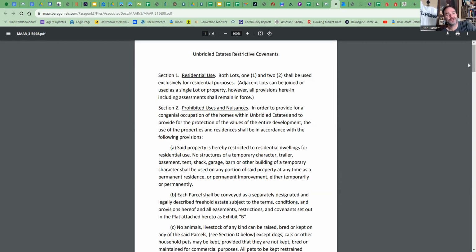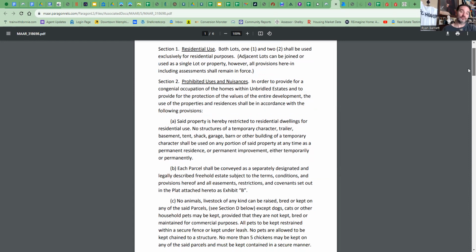covenants. Residential use: both lots 1 and 2 should be used exclusively for residential purposes. There are a lot of details in here. You need a local agent that knows this, or you need to know it yourself. If you're going to represent yourself, you need to know what to look for so you don't have surprises after you buy your unimproved or improved land.